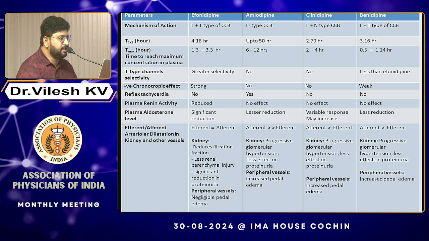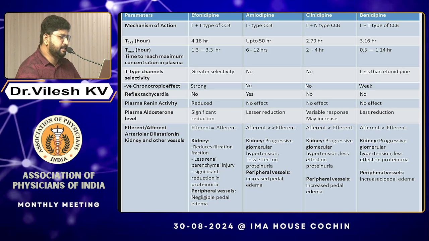Plasma renin activity is also reduced by efonidipine, which we had mentioned because of sympathetic terminal release. Plasma aldosterone level has a significant reduction with efonidipine, and the ratio of the efferent and afferent, since we said T-type channels are present in both afferent and efferent, because of which the vasodilatation at both the ends causes decreased blood pressure, and that is the reason for a significant reduction in proteinuria.